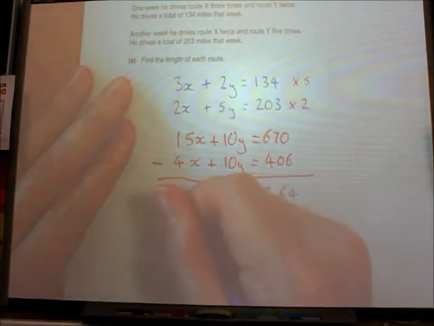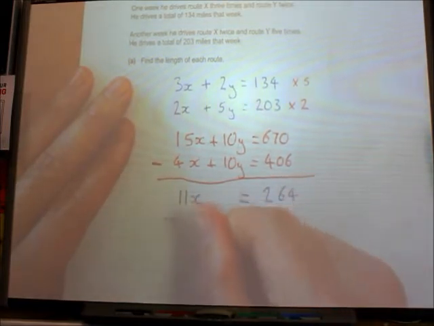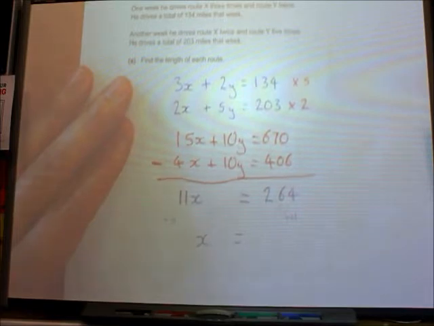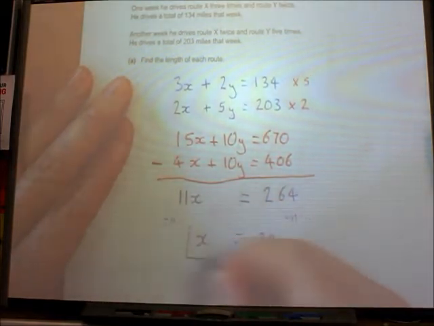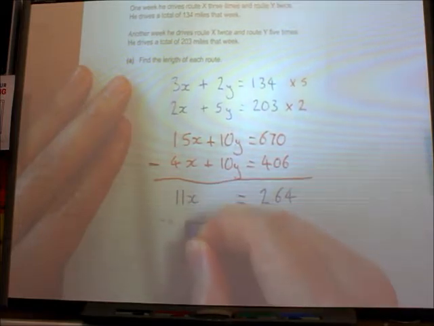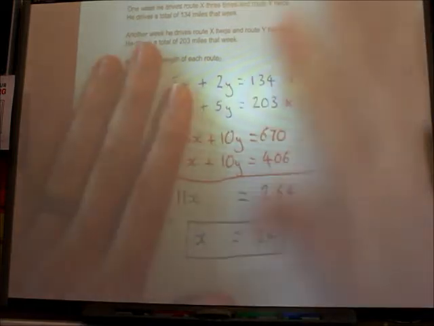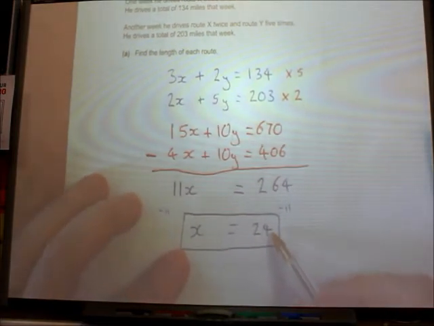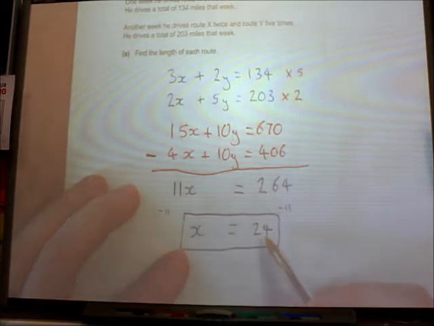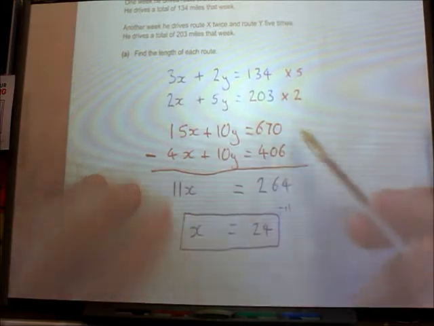So let's divide both sides by 11. So x divided by 11 is 24. And don't forget we're dealing in distances, but we'll sort that out at the end. So x is 24. We know that, we're fairly confident. Right, so to work out y, we've got to substitute this back into the original equation. You can choose either one. I'm going to choose the top one.